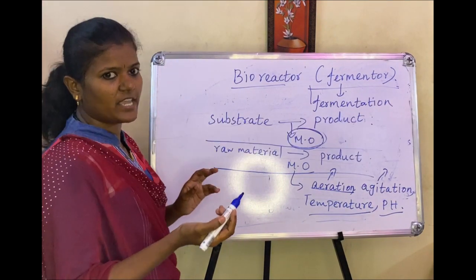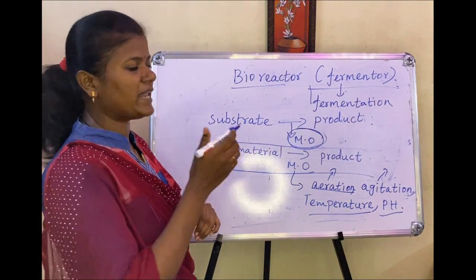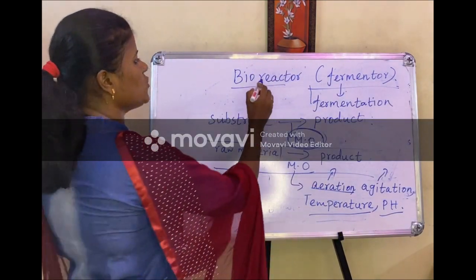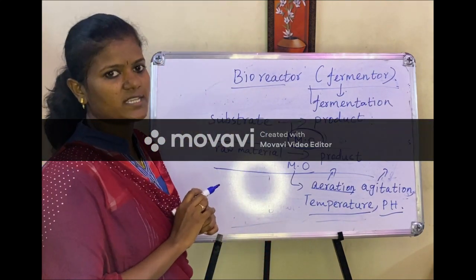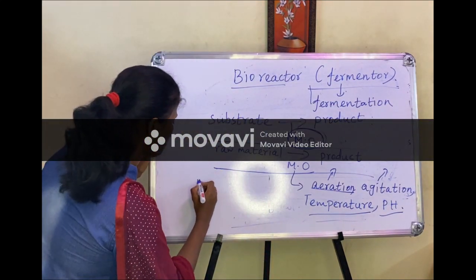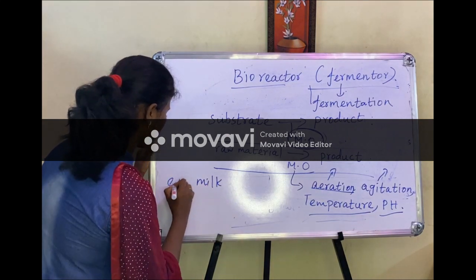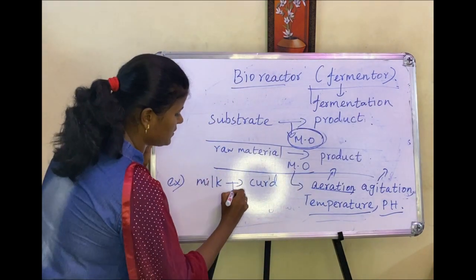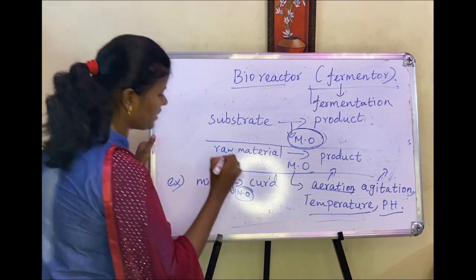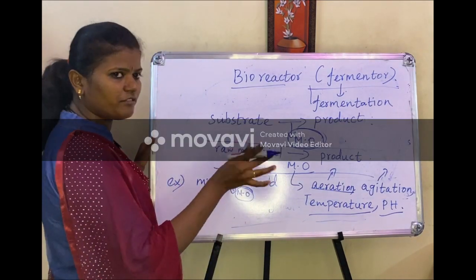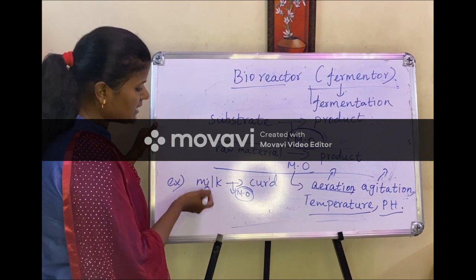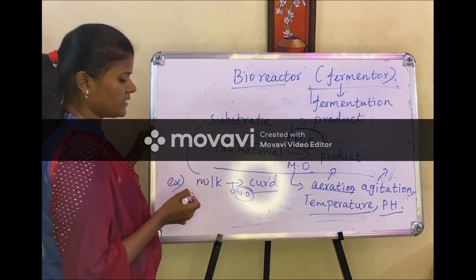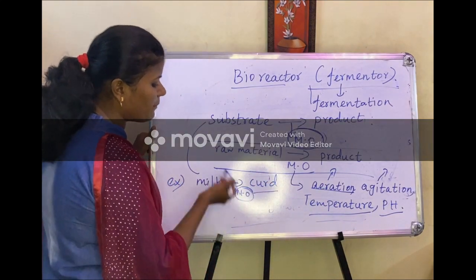I will give one simple example. Milk is converted into curd by using the fermentation process. Milk is converted into curd by using microorganisms. This process is called the fermentation process. Milk is the substrate here. Curd is our desired product. This process needs microorganisms.